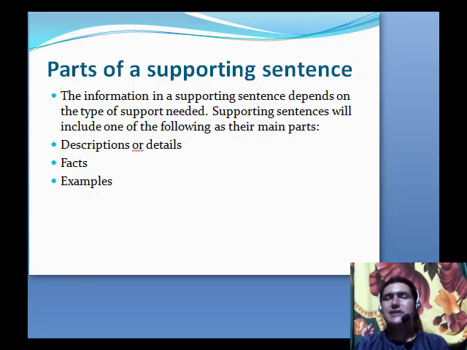Parts of a supporting sentence. The information in a supporting sentence depends on the type of support needed. Supporting sentences will include one of the following as their main parts: descriptions or details, facts, and examples.